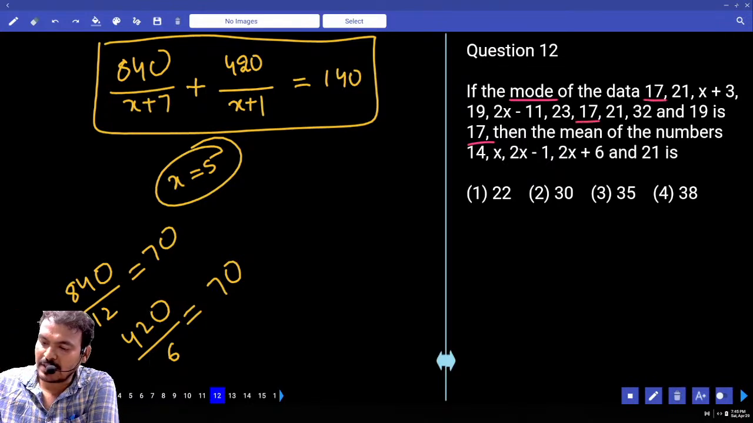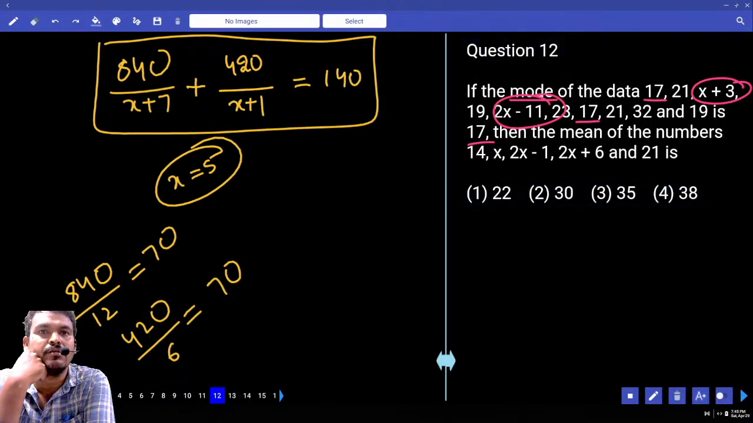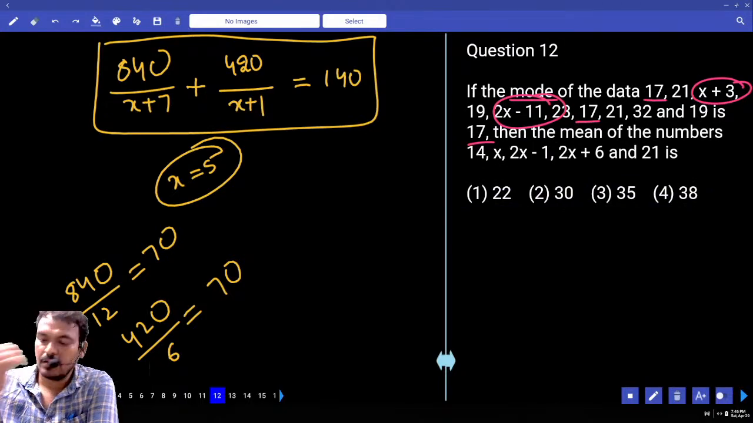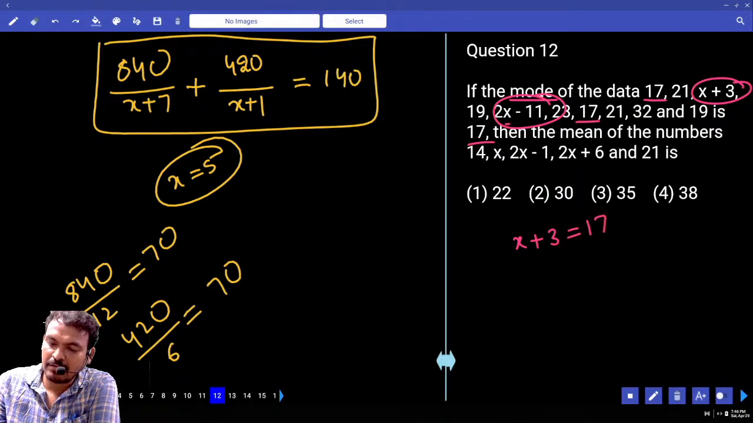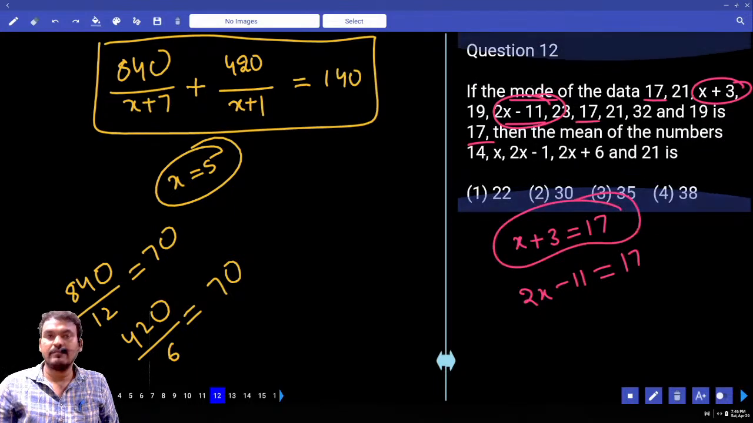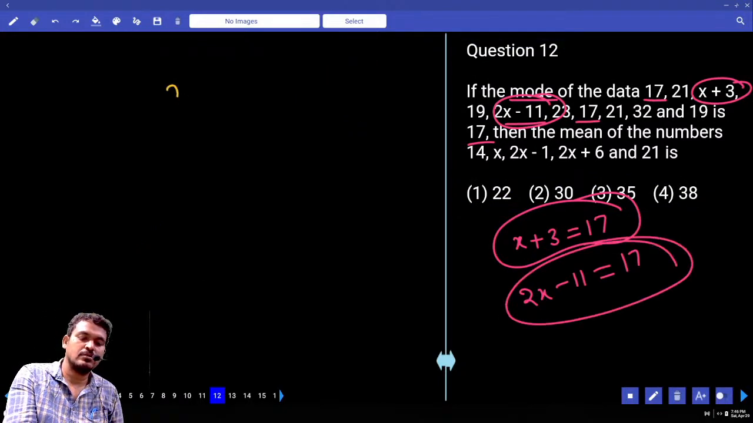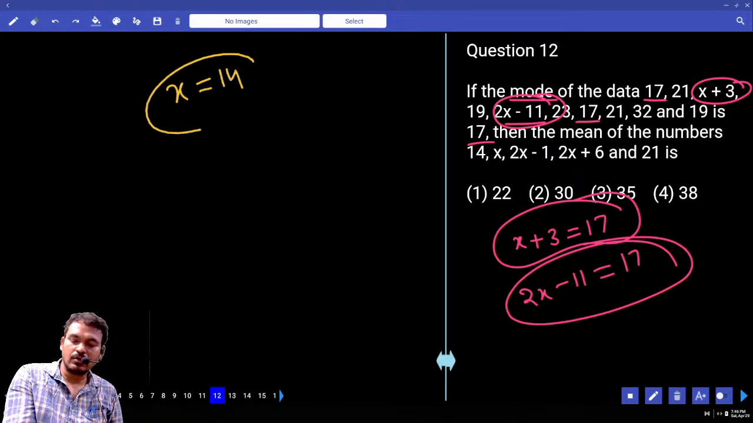2 times. Means x plus 3, 2x minus 11 also represent the 17 value. Yes or no? X plus 3 equal to 17. Then x value 14 or no? Next, another one, 2x minus 11 equal to 17. Then x equal to 14 or not? Okay. Either x plus 3 value 17 or 2x minus 11 also 17, then x must be 14 or not?